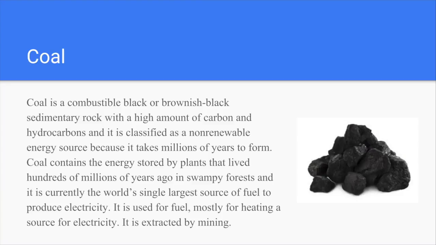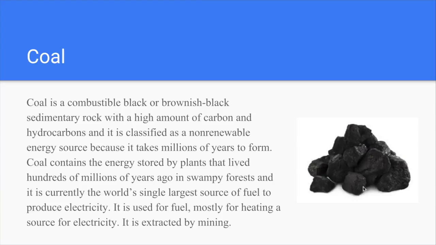Coal contains the energy stored by plants that lived hundreds of millions of years ago in swampy forests and is currently the world's largest source of fuel to produce electricity. It is used for fuel, mostly for heating, and as a source of electricity. It is extracted by mining deep within the earth. Over here is an example of coal.